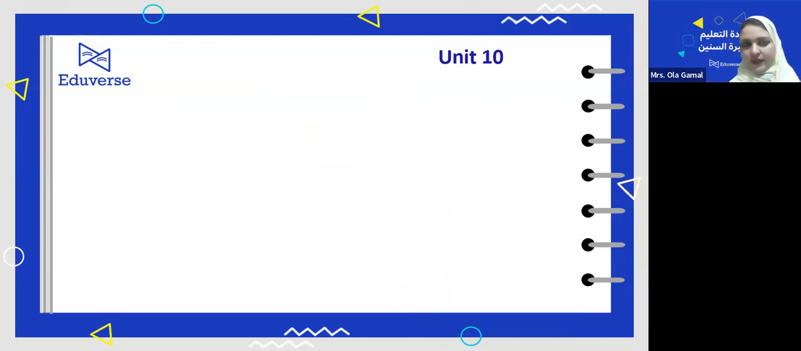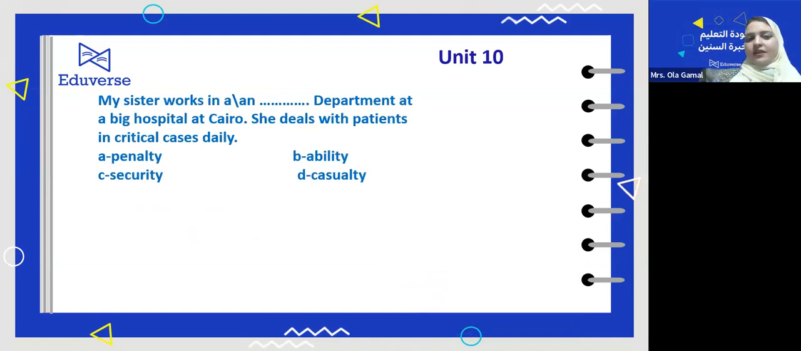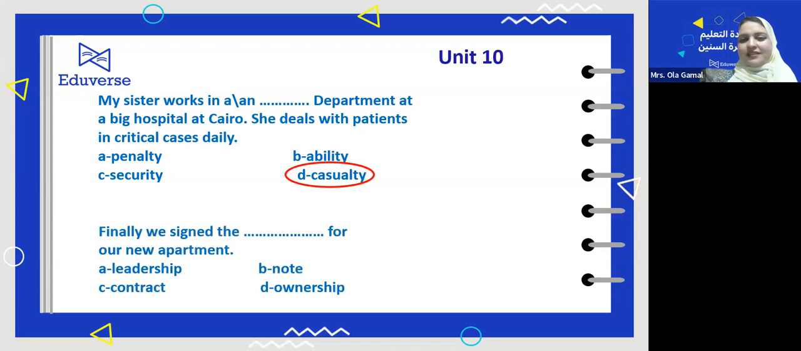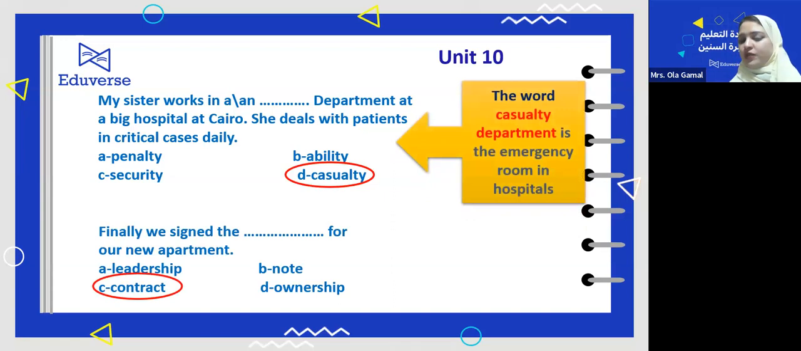My sister works in a what department at a big hospital in Cairo. She deals with patients in critical cases daily. So she works in the, amazing, casualty department. Try to remember with me. What does it mean? Yes, it means the emergency department in any hospital. Okay. As here, the casualty department is the emergency room in a hospital.